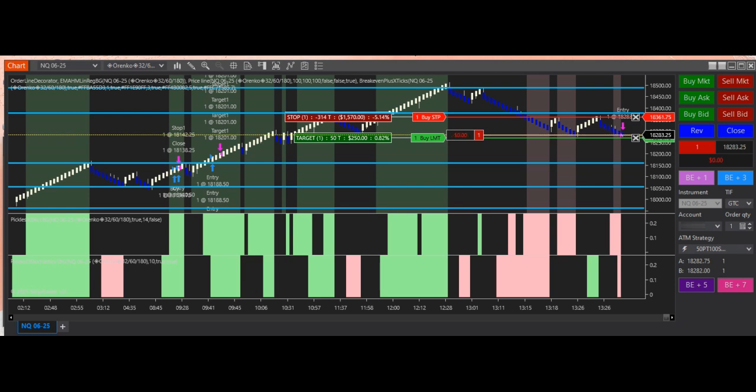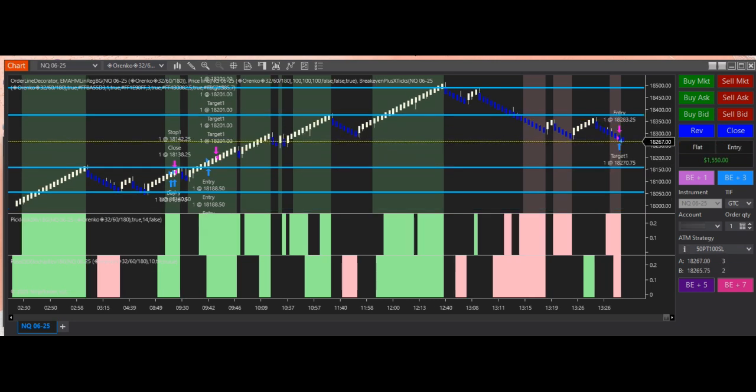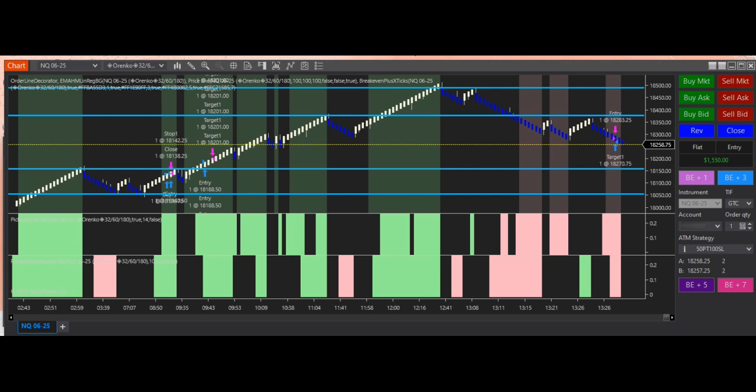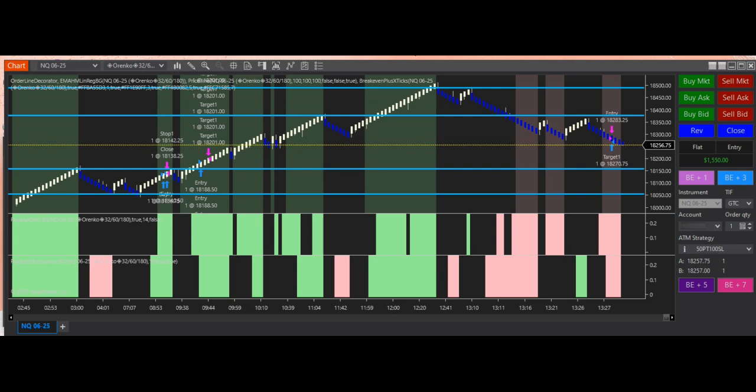You can see here I'm in a trade currently, and you can see the morning trade on the left side of the chart. My order just got filled, so my total profit is 1,550. This was only like 50 tick, one contract.